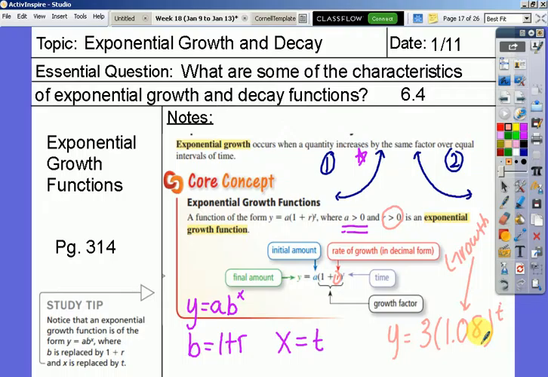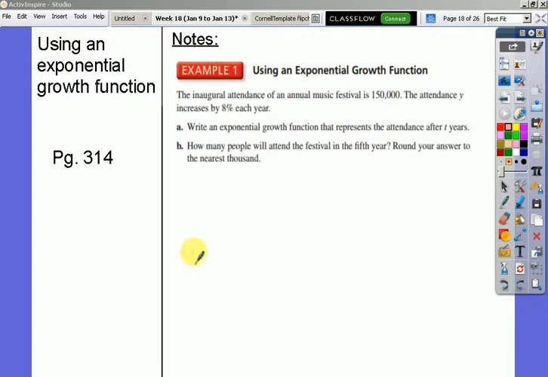Let's look at a word problem. Okay. This says, the inaugural attendance of an annual music festival is 150,000 people. The attendance y increases by 8% each year. So we want to know, basically, based on this, what's going to happen in the 5th year, 6th year, 7th year, etc. So the very first thing we have to do is model this situation using an exponential function. So it says, write an exponential growth function that represents the attendance after t years.